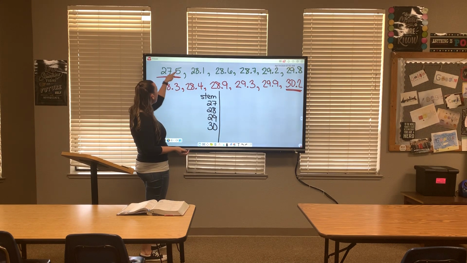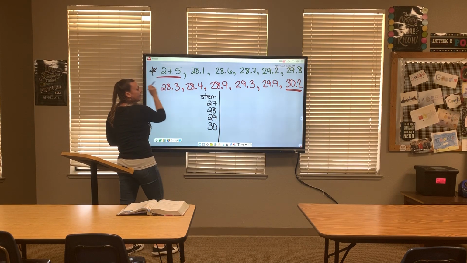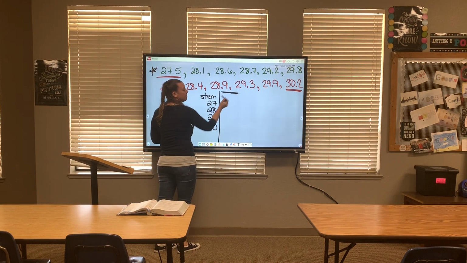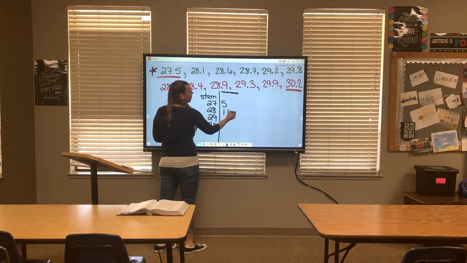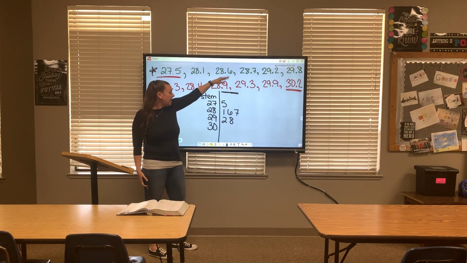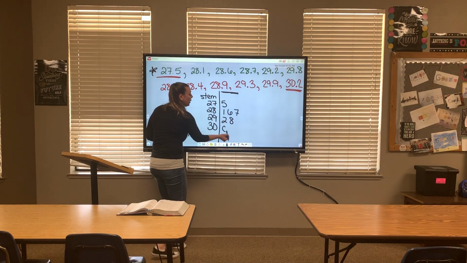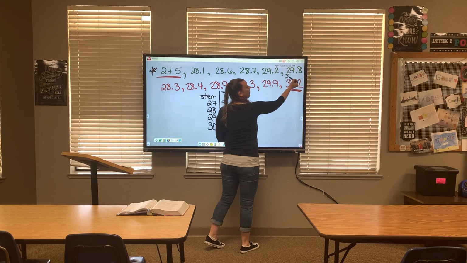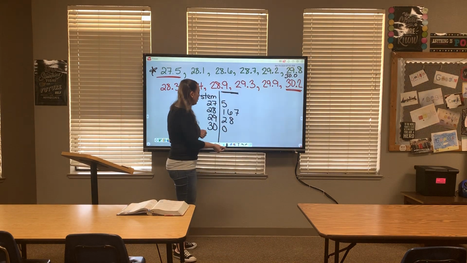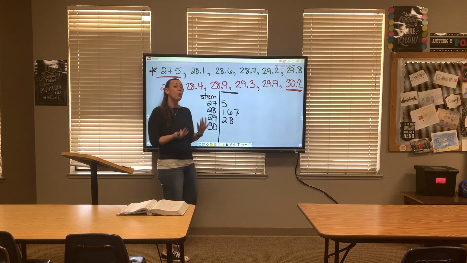So then 27, I have 5. This is where I'm going to work with this information, on the right-hand side of my leaves. Okay, so I'm going to have 27.5, 28.1, 28.6, 28.7, 29.2, 29.8. Now on this row of data, I don't have anything in the 30s. I don't want to put anything there, because if I were to put a 0, that would mean that I have a 30.0 up here, and I don't. So I want to go ahead and erase that 0, make sure that I don't put that on there.